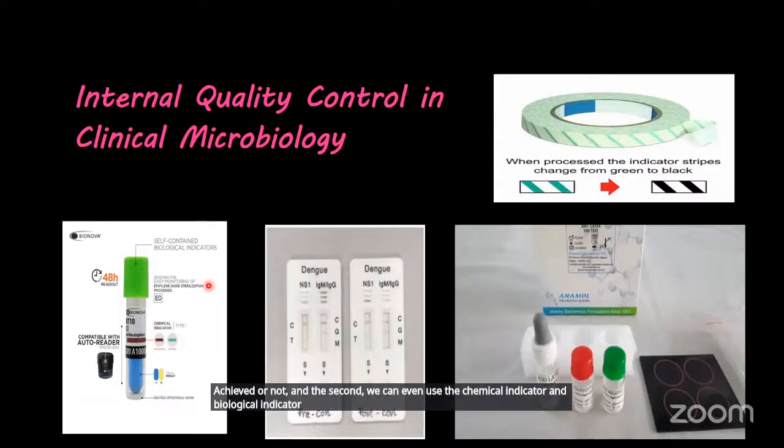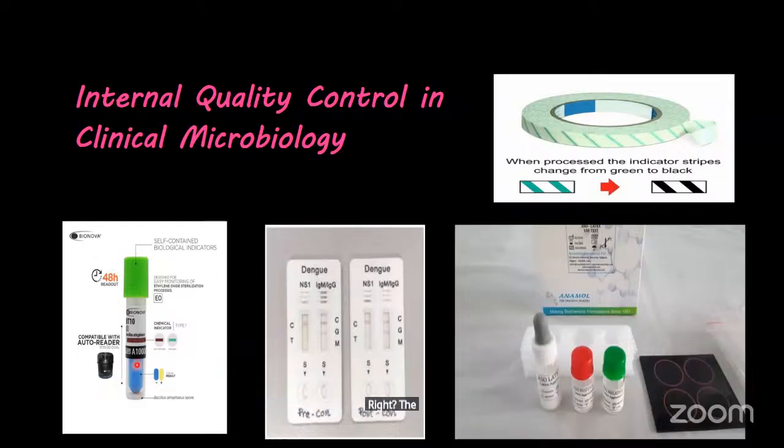Very commonly, we use the biological indicator, which has spores, right? The spores of Bacillus stearothermophilus are more commonly used for autoclave procedures. So as the spores are killed in the sterilization process, they must be killed and should not grow when we are incubating them.